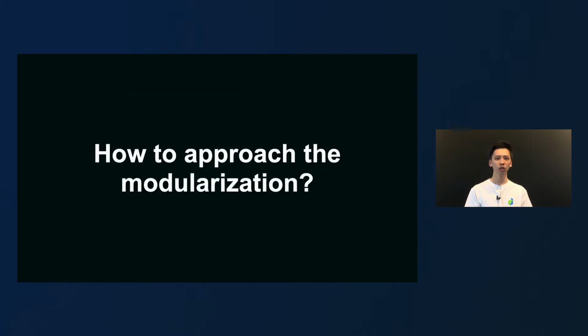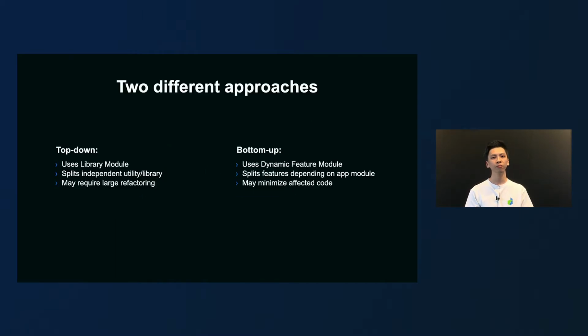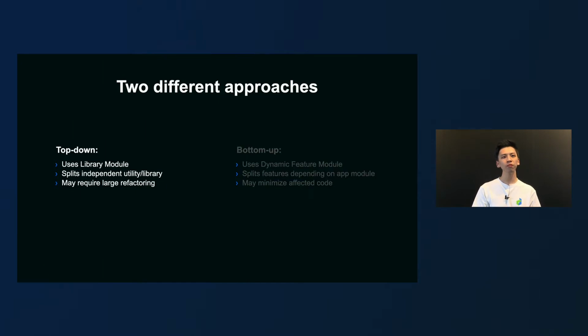So next, I will talk about how we approach the modularization in the Line Android project. There are two approaches that we used. The first one is the top-down approach, and the second one is the bottom-up approach. So let's talk about the top-down approach first. For the top-down approach, we use library modules, and we split the independent utility classes or library classes from the app module to the library module. And usually it requires lots of refactoring work.